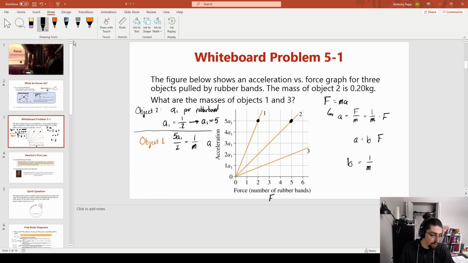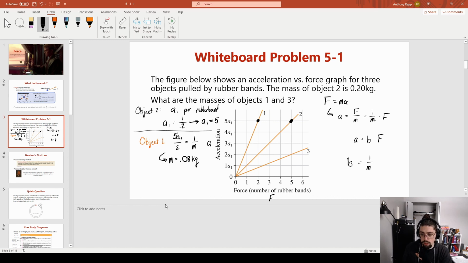So when I come back to my object 1 then, I say, okay, well, now I know what A1 is equal to. A1 is equal to 5, so what I've actually got right here is 25 over 2 is equal to the mass. Let's flip it all. 2 over 25 is equal to the mass. The mass of object 1 should be something like 0.08 kilograms.